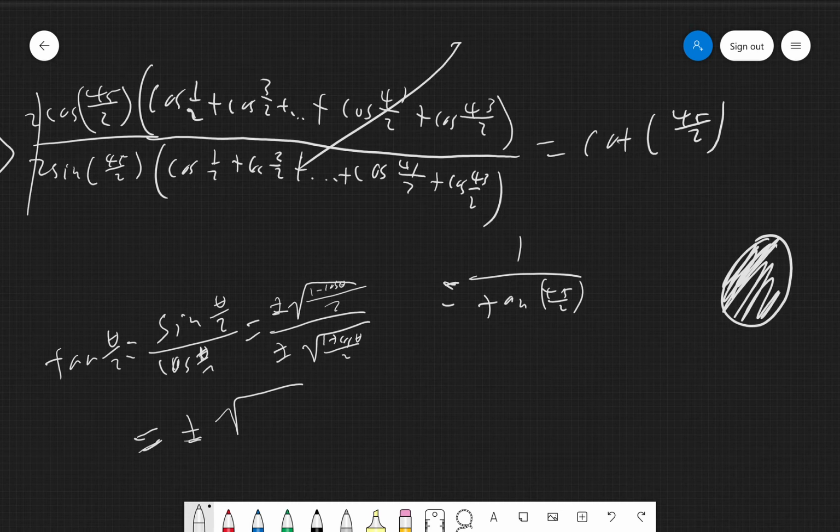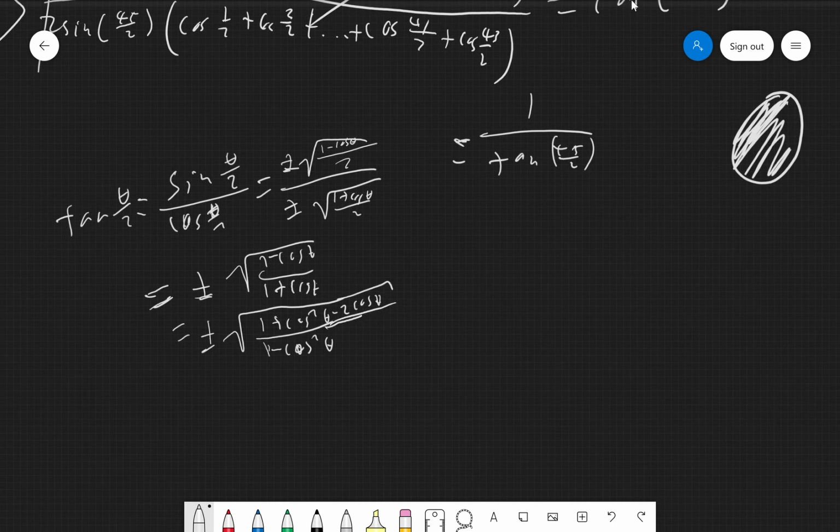So that's equal to 1 minus cosine of theta over 1 plus cosine of theta, and so that is equal to plus or minus square root of 1 minus cosine theta over 1 plus cosine theta. What I did was multiply by 1 minus cosine theta over 1 minus cosine theta. The top is going to become 1 plus cosine squared of theta minus 2 cosine theta. And so that gets less spicy, because 1 minus cosine squared of theta is just sine squared of theta. And when you take the square root of sine squared of theta, you get sine of theta. So something over sine of theta.